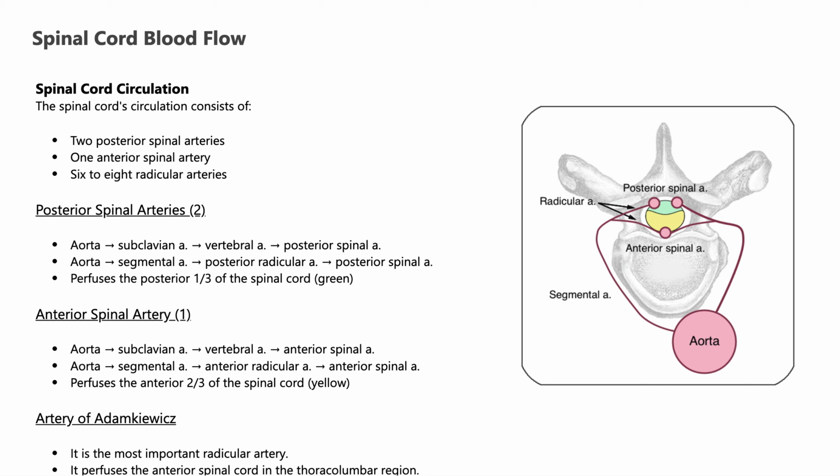The following is a review of spinal cord blood flow. The spinal cord circulation consists of 2 posterior spinal arteries, 1 anterior spinal artery, and 6 to 8 radicular arteries.